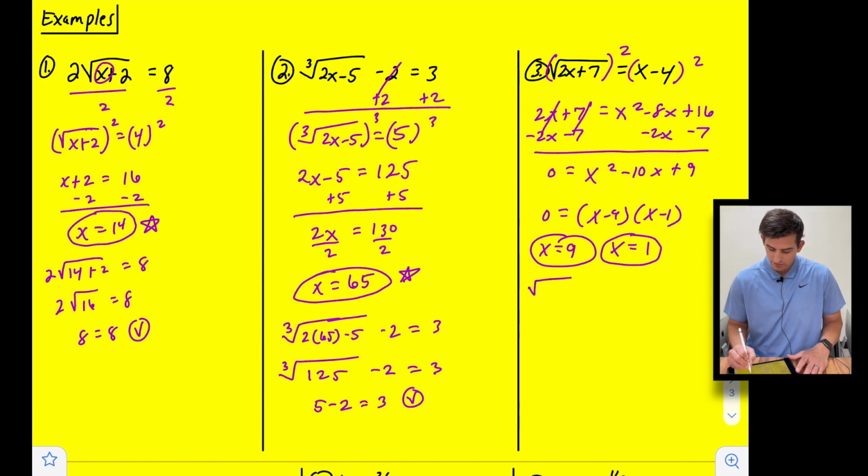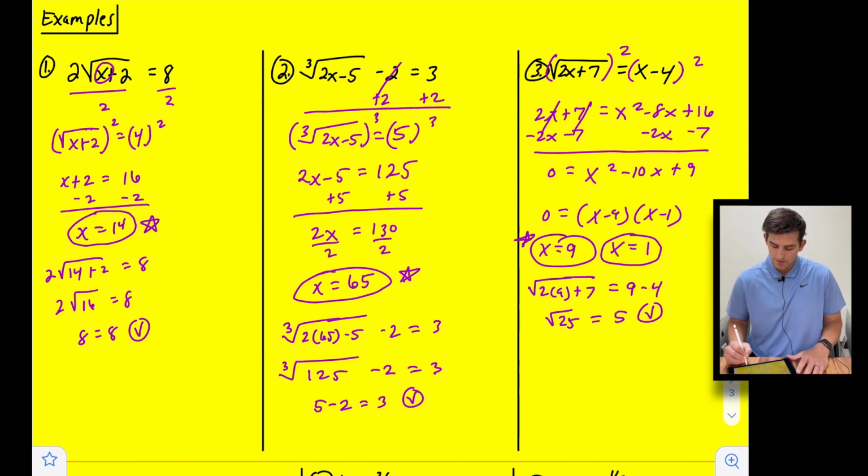So we have the square root of 2 times 9 plus 7 equals x, not x, because we're plugging in 9 minus 4. So 2 times 9 would be 18, 18 plus 7 would be 25. So this is going to be the square root of 25, and this is equal to 5, so we know we're good. So 9 is a good solution.